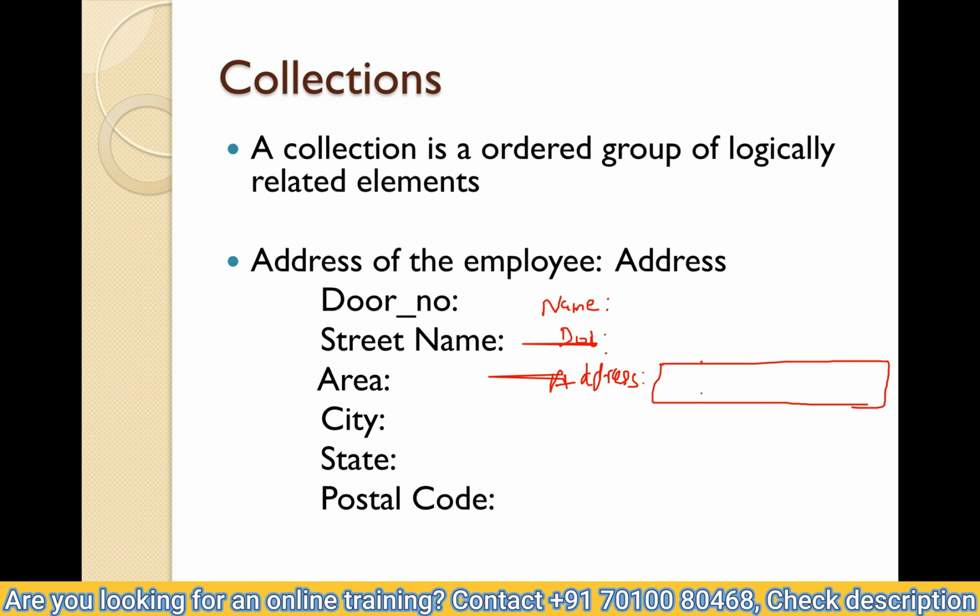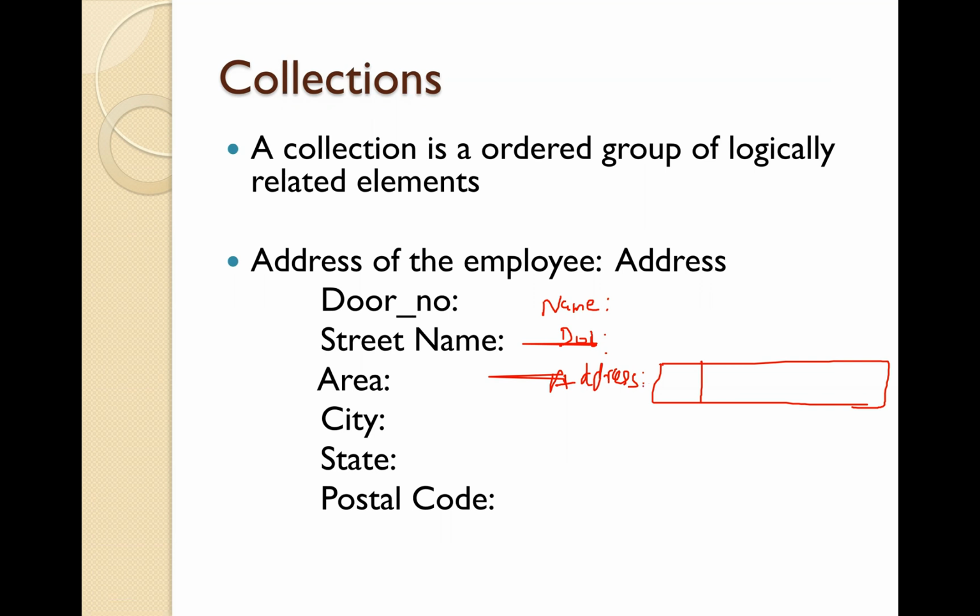So for the first value, we have to store the door number. This is one data type only, but we are taking an array of values. First one, door number. Second one, the index will have street name. Third one, you'll have area, city, state, and postal code. So like this, in one single array, you'll have all the values. This is called a collection. A collection is an ordered group of logically related elements with the same data type. The door number, street name, area, city, state, postal code, everything should be a varchar2 data type. That's what we have to define.